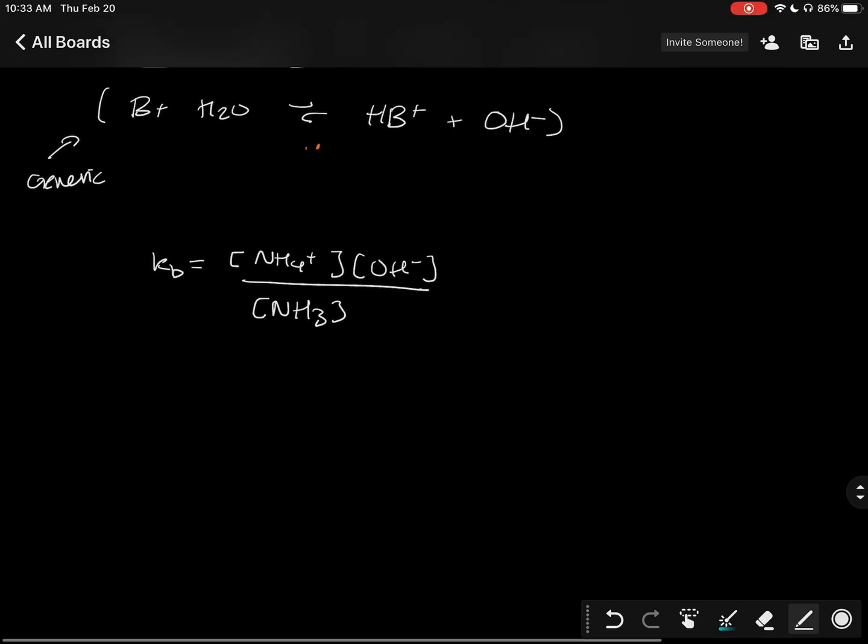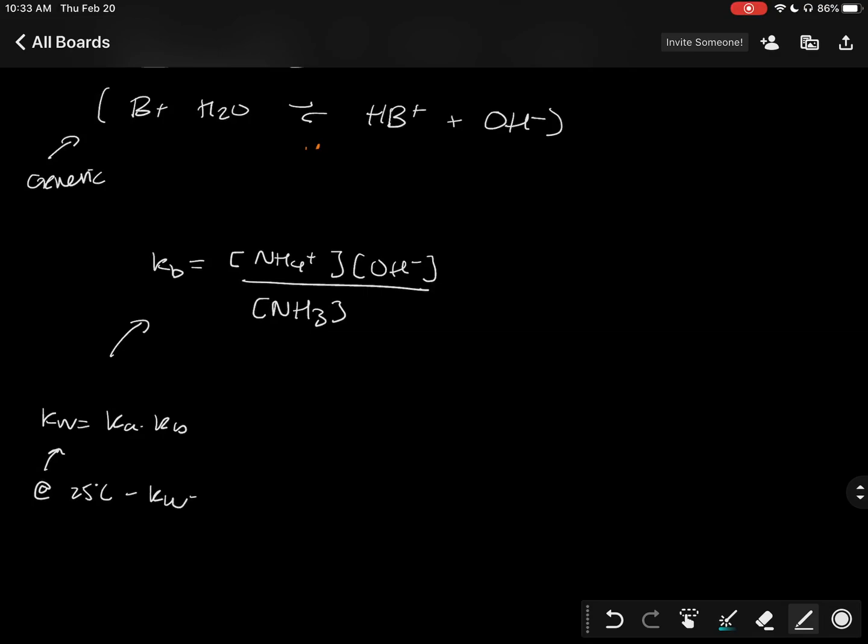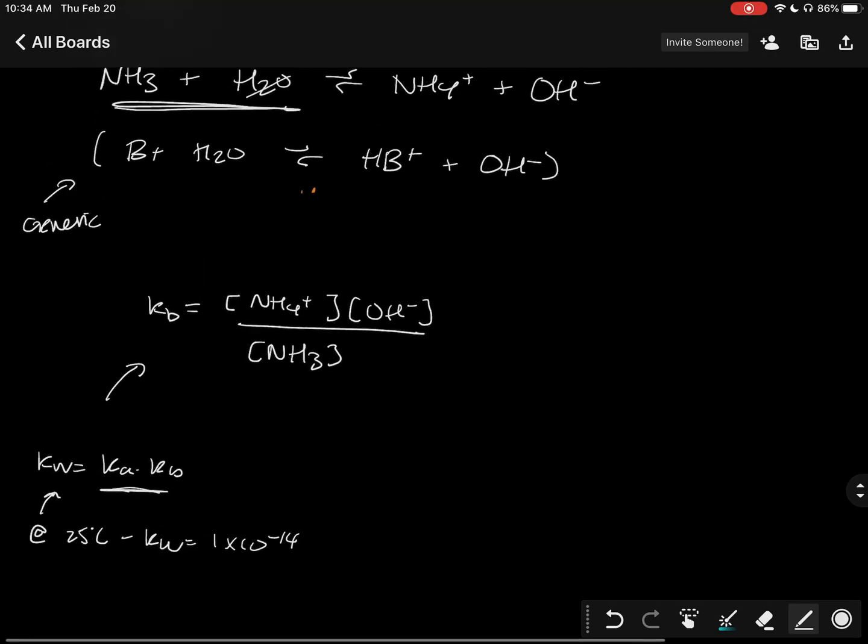Okay, so a lot of times, just FYI, you're normally going to be given Ka. But if you want to solve for Kb, it's not very hard, because we know that our Kw equals Ka times Kb. And at 25 degrees Celsius, we know that our Kw equals 1 times 10 to the negative 14. So you can normally just play around with that to find what your Ka and Kb expressions would be.